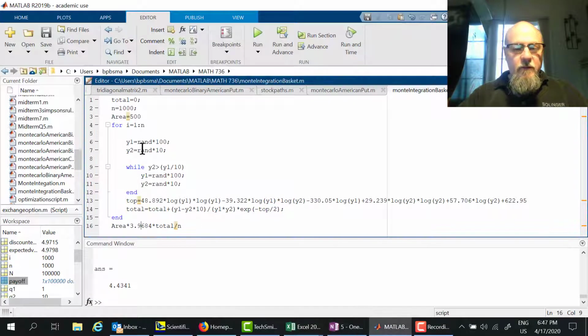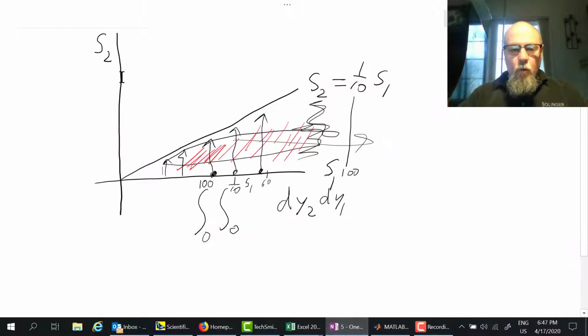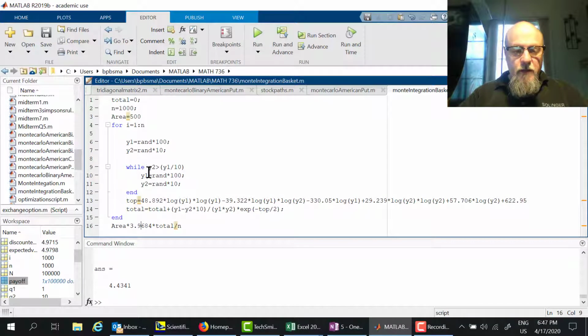So that's what this is. It's sampling. It's picking a random number in this rectangle, but if the point is above the line, it picks again. So that's what this is doing here. If its y2 is above the line, it chooses another point. So once it gets through this while loop, it's picked a point that's below the curve.